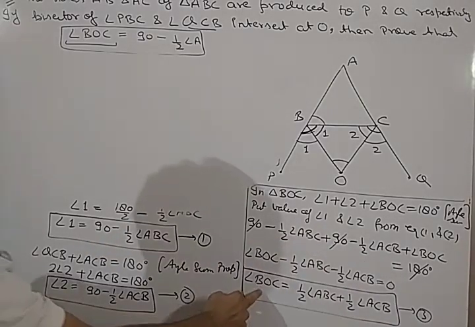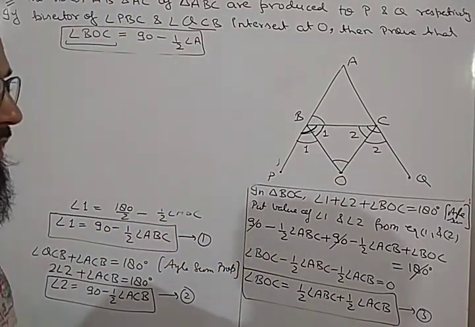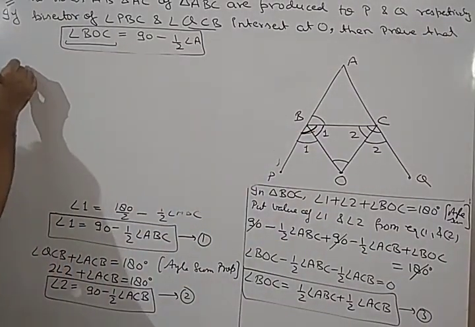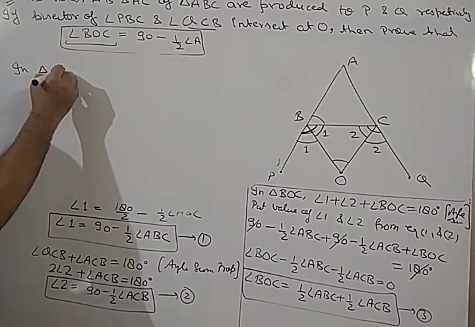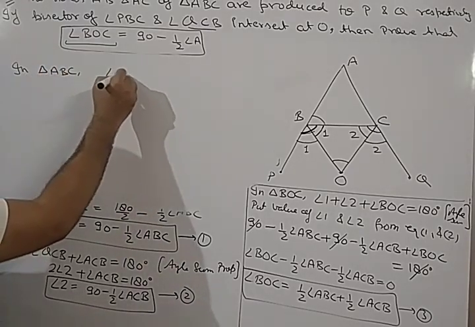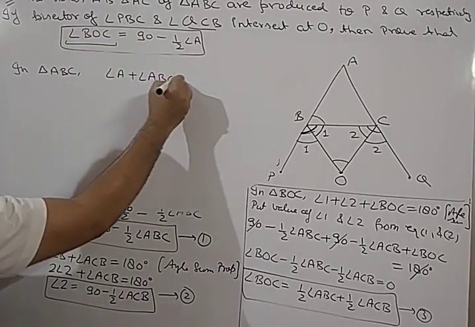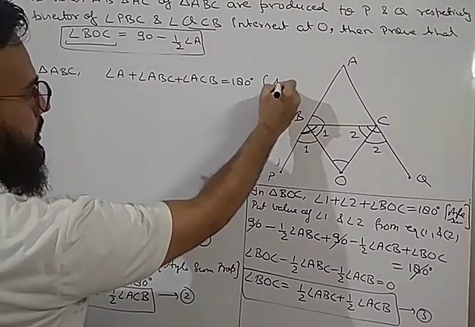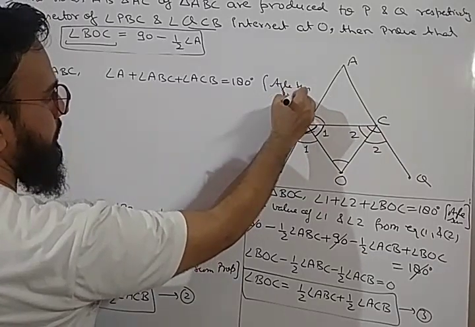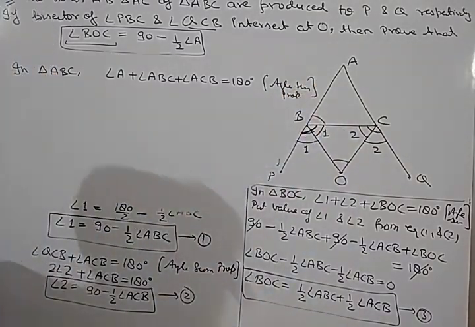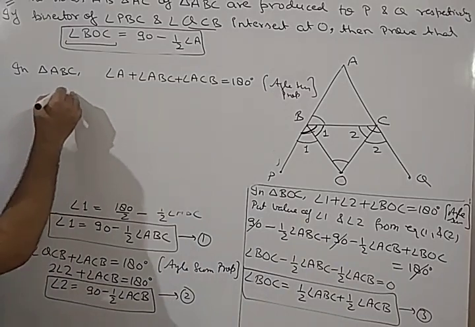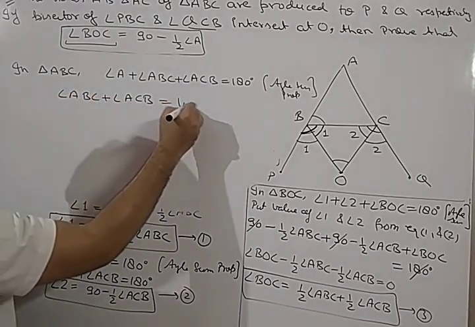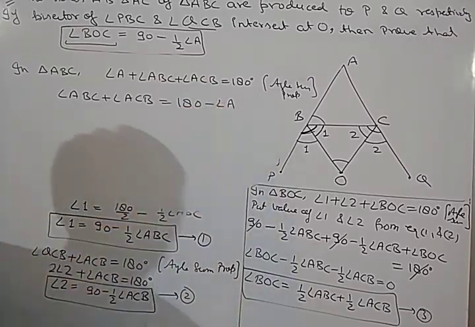Now we have to get BOC is equal to 90 minus half angle A only. So now we are coming to triangle ABC. In triangle ABC, angle A plus angle ABC plus angle ACB will be equal to 180 degrees by angle sum property. Okay. So what will be the value of angle ABC plus angle ACB? It can be written as 180 minus angle A.